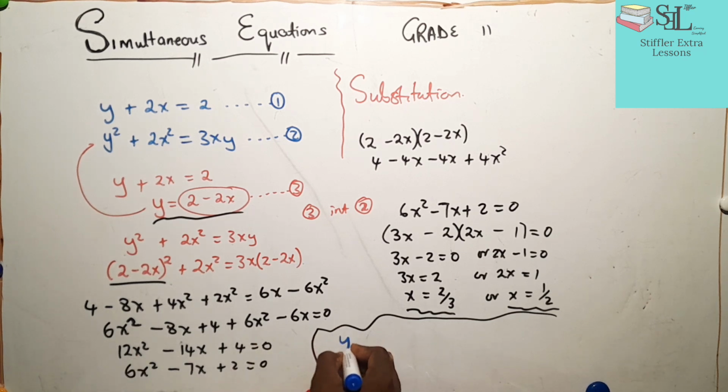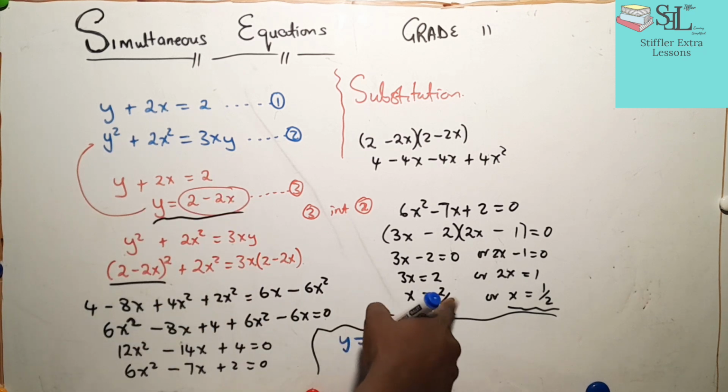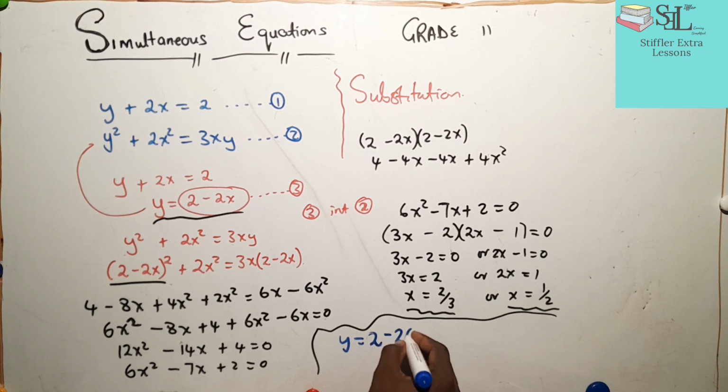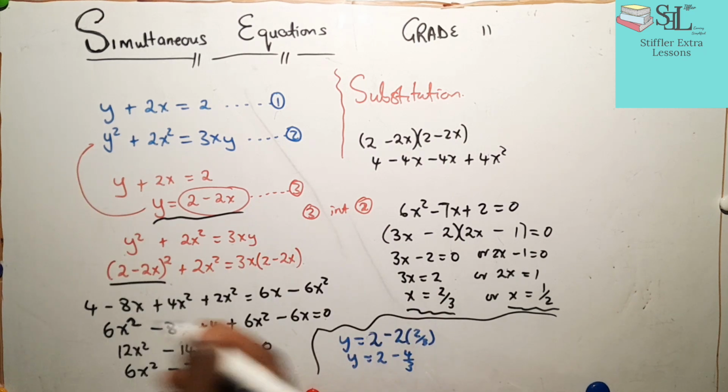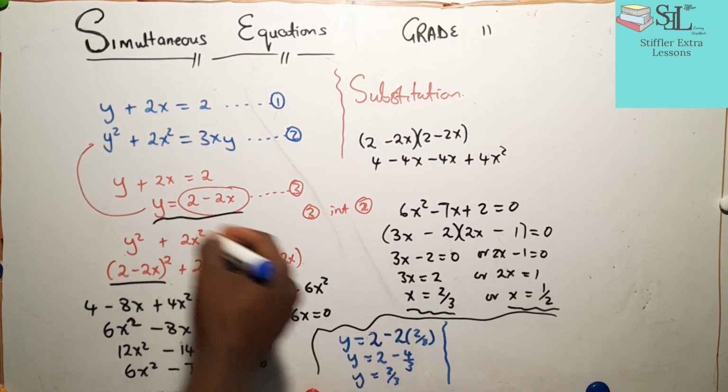So we know that our y is equivalent to 2 minus 2x. So everywhere that there's x now, we are substituting with this value. So 2 minus 2 multiplied by 2 over 3. So the value of y now can become 2 minus 4 over 3, like that. So here our y can become 2 over 3, and you can find the second value of y as well.